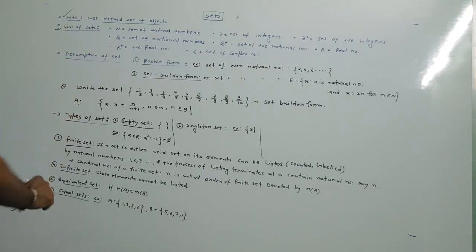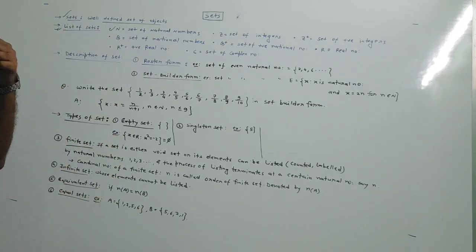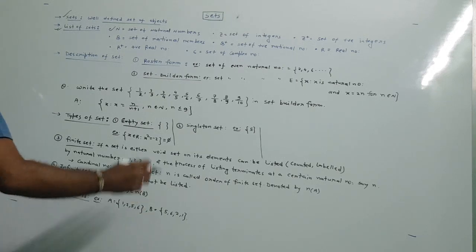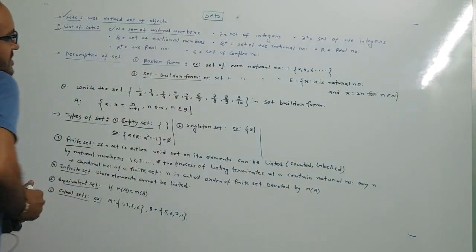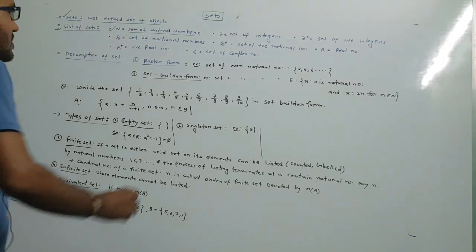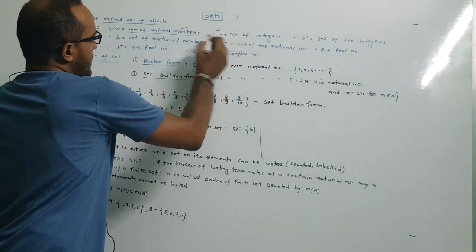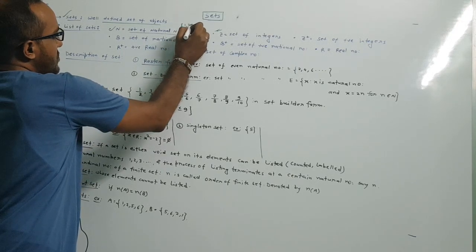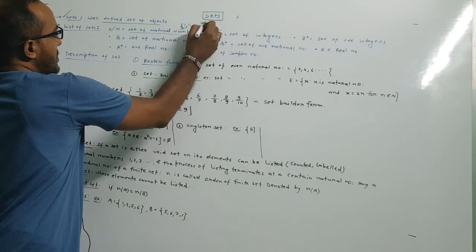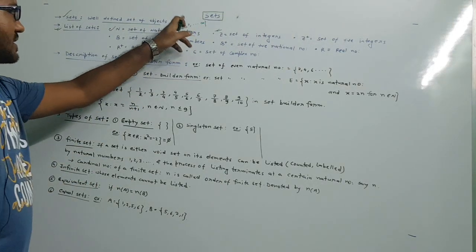Now, list of sets. We already know this from class 9-10, but still we have to revise it for our class 11 mathematics chapter. So see, the set of natural numbers: we know 1, 2, 3, 4, etc. Natural numbers start from 1, that means 1, 2 up to infinity. So these are the set of natural numbers.